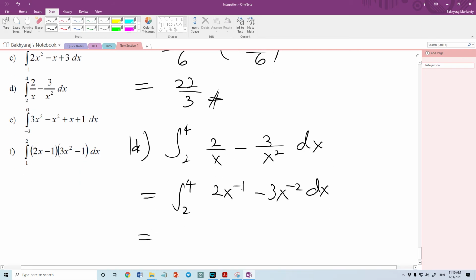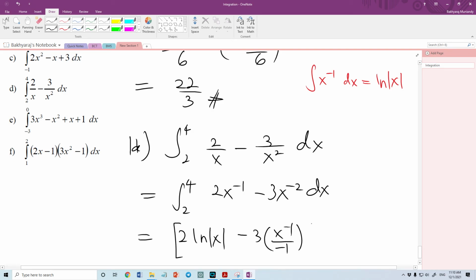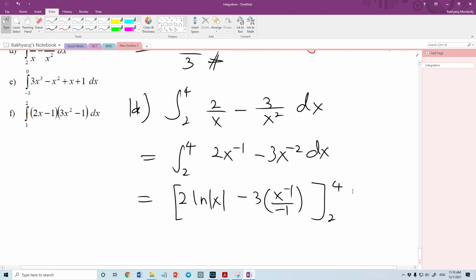So what I get here, negative 1, we need to use what? Negative 1 means we need to use log. We get log x, so you get 2 log x minus. Here negative 2 is a polynomial formula, so 3x to the power of negative 1 over negative 1, and then close bracket, and then you put 2 and 4. The limit is 2 and 4.